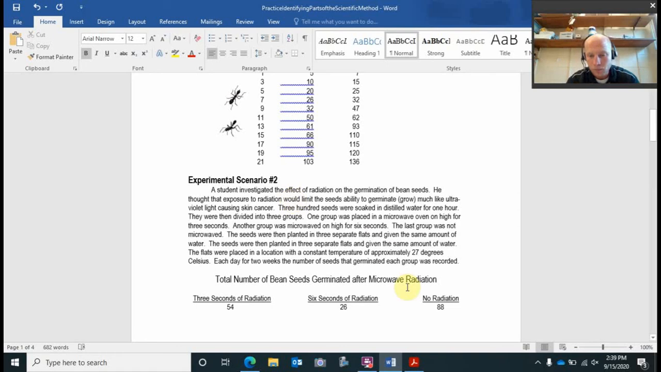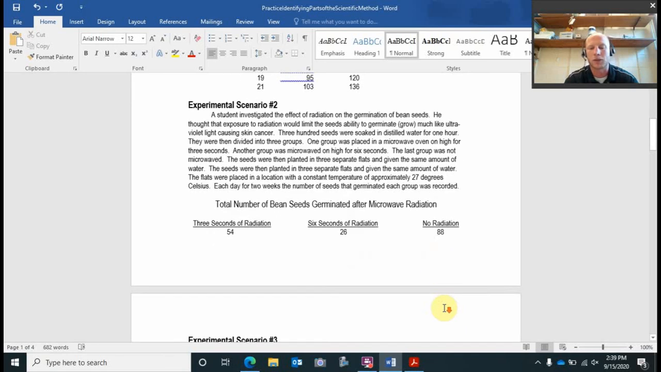All right. So we can see that the 3-second group, these guys were put in there for 3 seconds, 54 of them germinated, meaning they pretty much sprouted. And they did this over 2 weeks. And the 6 seconds, they put them in the microwave. That was 26 that actually sprouted or germinated. And then no radiation. So they just put them in distilled water for an hour, and then they just planted them, and 88 of them sprouted.